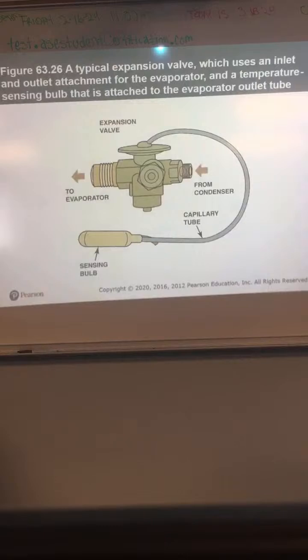And that's what it would look like if it had that separate temperature probe on it. Again, it's just going to have one in, one out, the other type. It's the H block. It's going to have 2 in, 2 out. And it has that temperature sensor built right into it, so it won't have that extra capillary tube and sensing bulb on it.